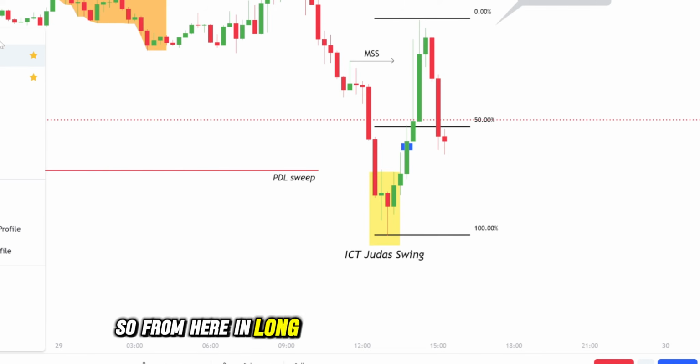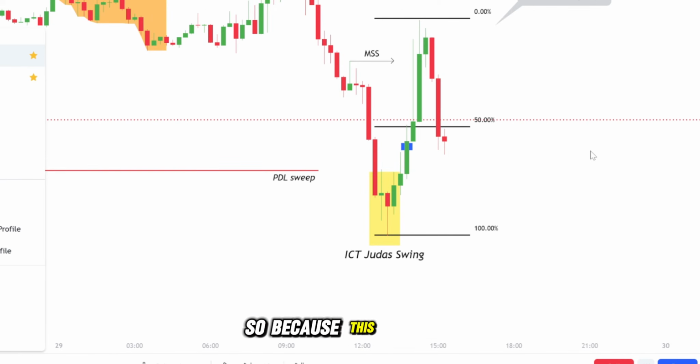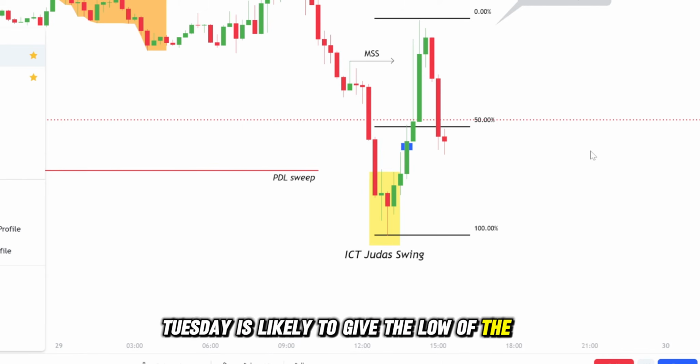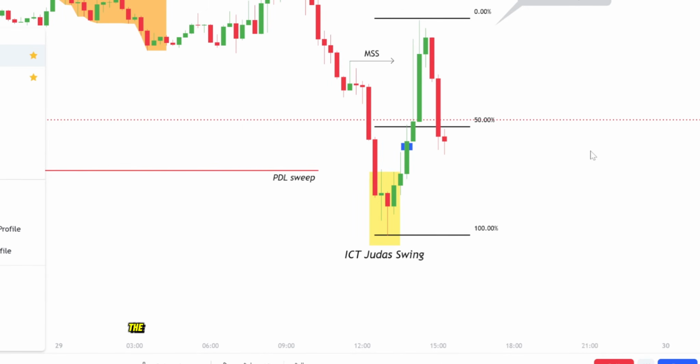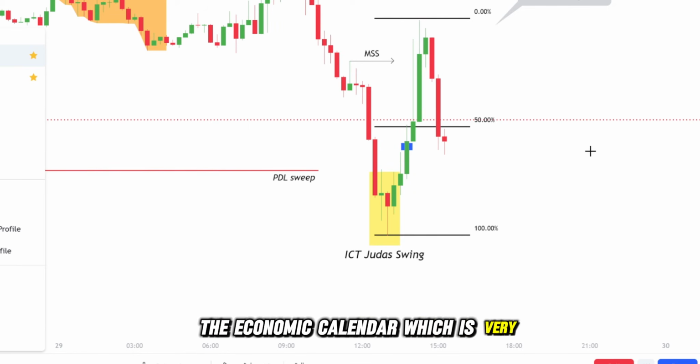So from here, a long trade could have been taken. Because this is Tuesday, it is likely to give the low of the week for a bullish week. So I'll repeat that. Tuesday is likely to give the low of the week for a bullish week. It is typically Tuesday or Wednesday. And the way you decide whether it's Tuesday or Wednesday is simply by looking at, number 1, the previous day low sweep, but number 2, the economic calendar, which is very, very important.